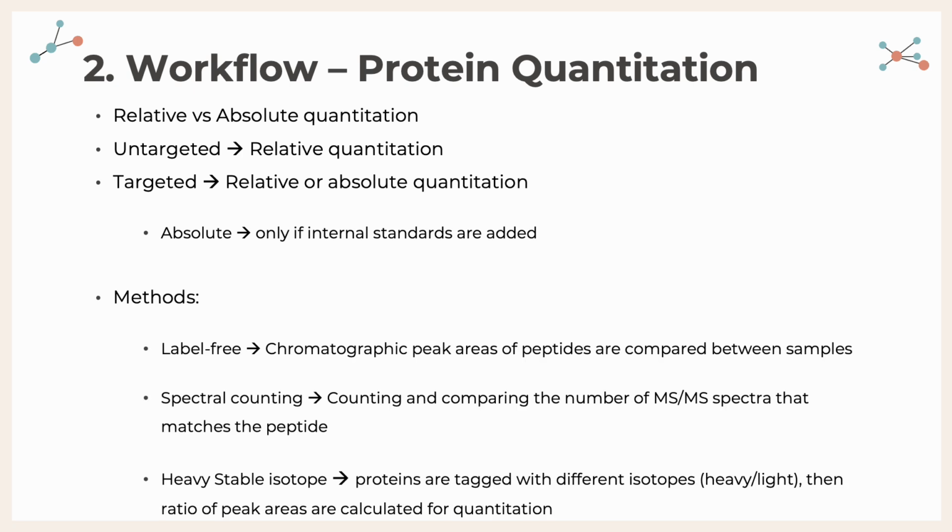3 methods. Number 1, the label-free method, where chromatographic peaks of peptides are compared between samples. Essentially, you're just taking the ratio between one protein versus the other. Simple. Spectral counting. Counting and comparing the number of tandem mass spectra that match the peptide. Essentially, how many times a certain spectra shows up per sample is equal to the amount of protein in the sample. And finally, the heavy isotope method, where proteins are tagged with different isotopes, either the heavy or the light one, and then the ratio of peak areas is calculated for quantitation. This is the internal standard I was talking about earlier for the absolute quantitation.